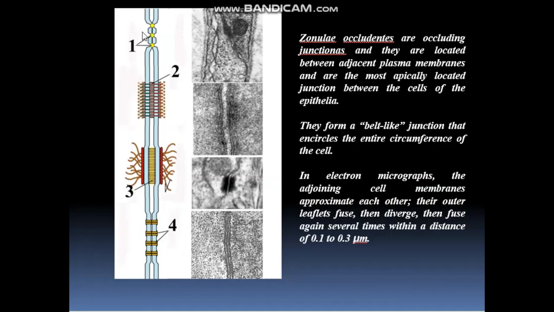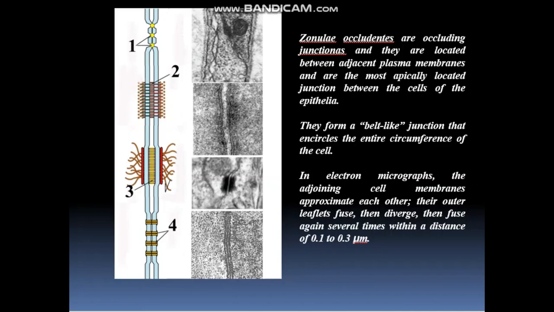The claudins here are the main type of intercellular junctional protein. They will occlude the intercellular space. So they form a belt-like junction that encircles the entire circumference of the cell. Below, we will see adherens junctions. They are of two types: the zonula adherens and the desmosome. Now we will look at them.